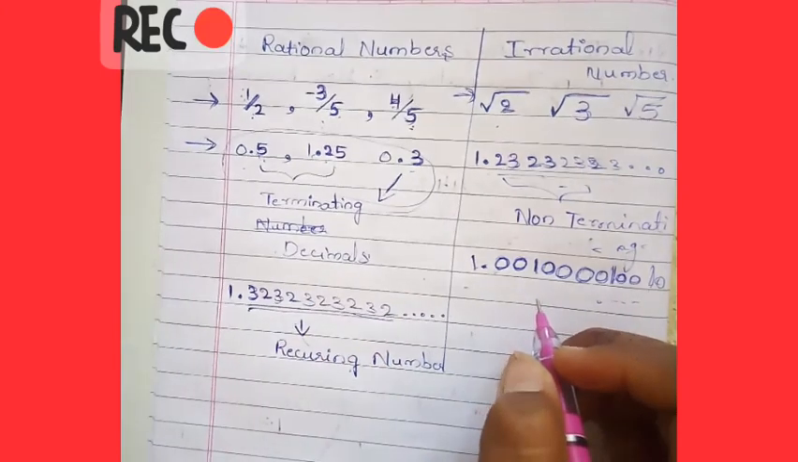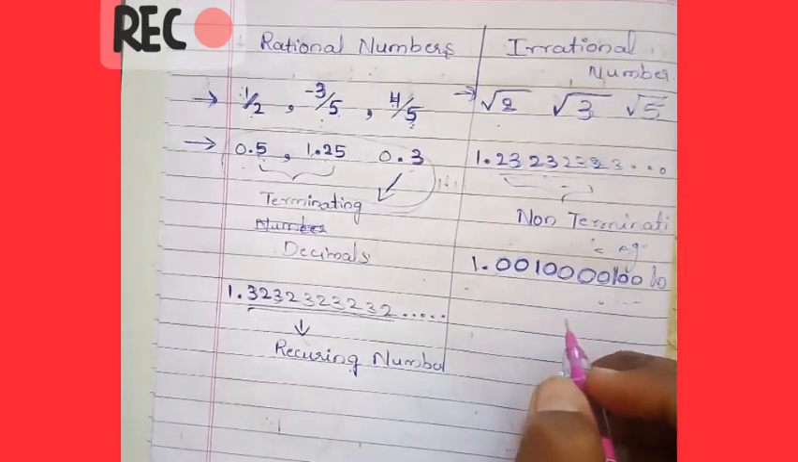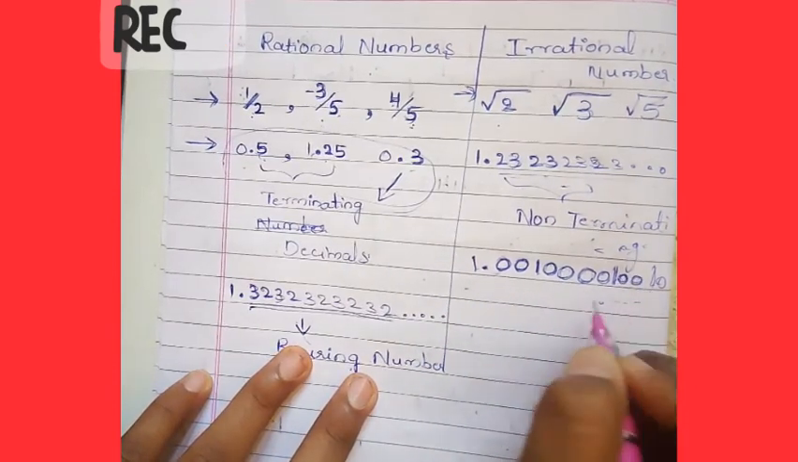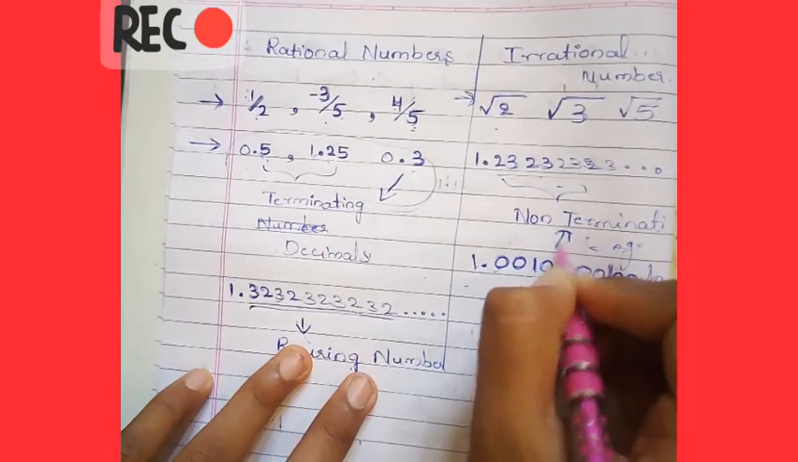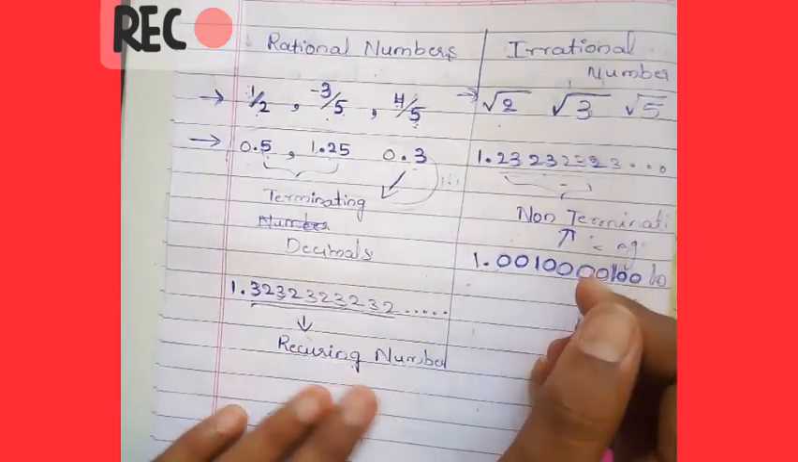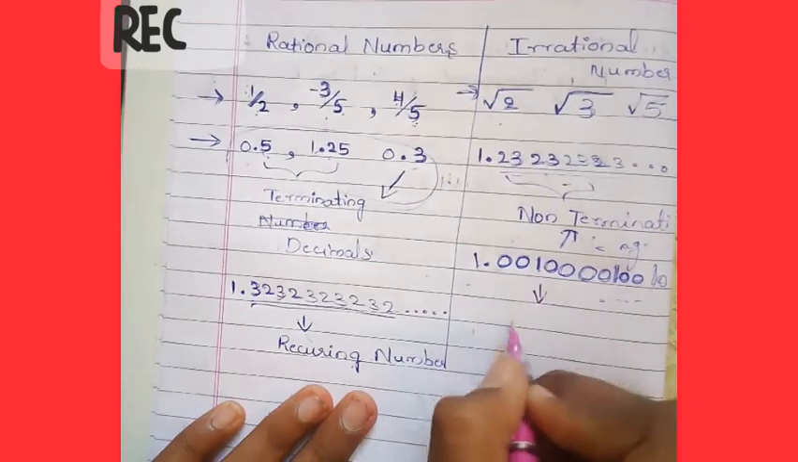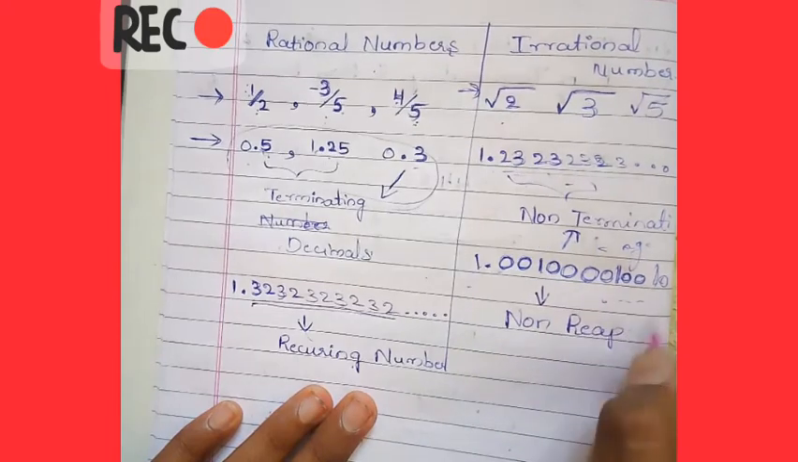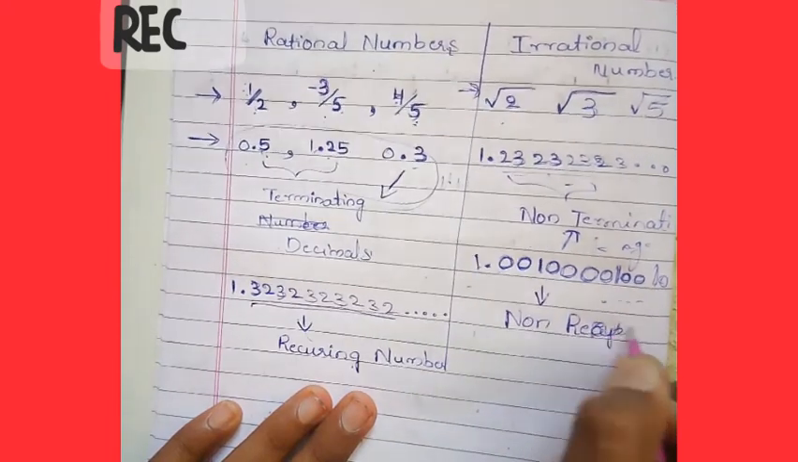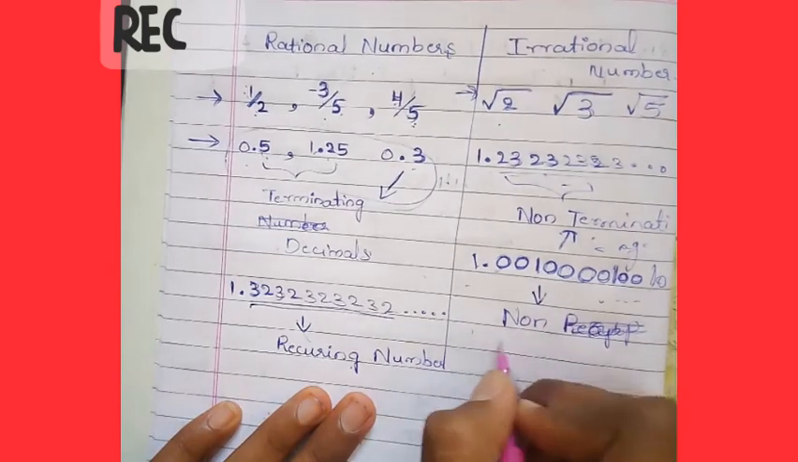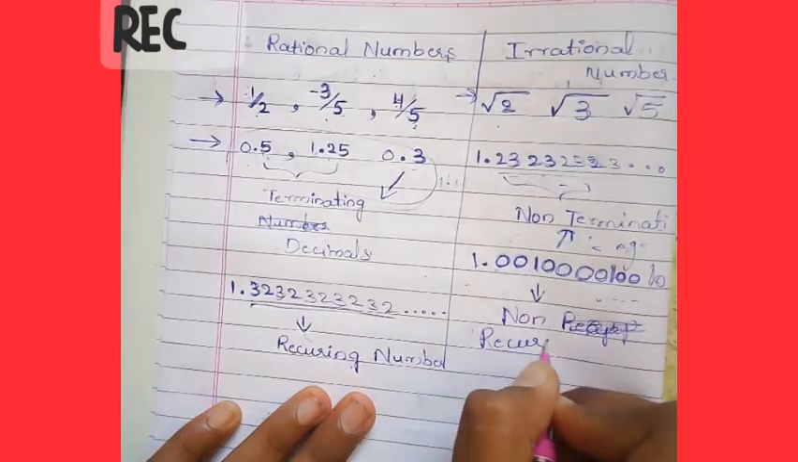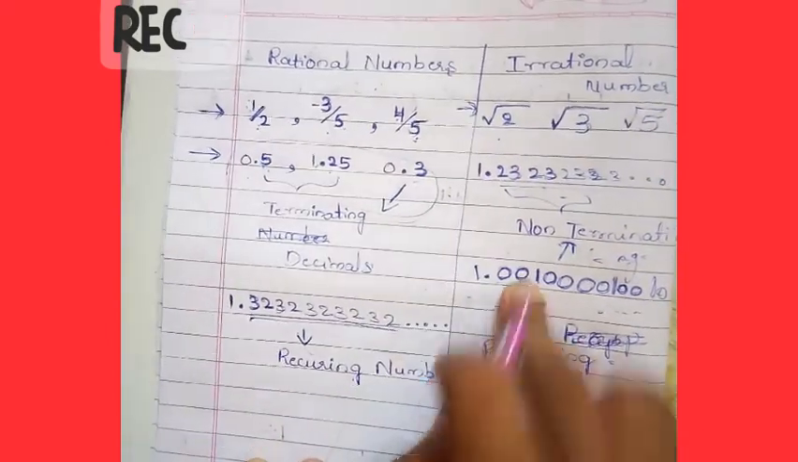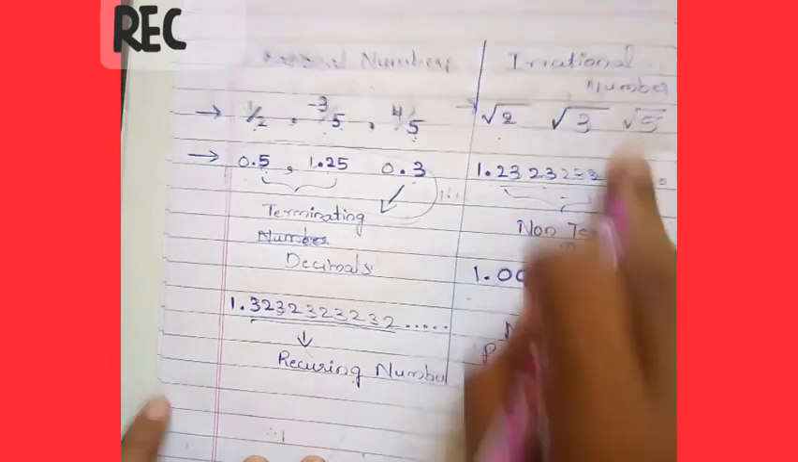These numbers move along randomly, which means they have no end, so these are non-terminating numbers also, but these are also non-recurring, which means these numbers are not repeated. So this is an irrational number.